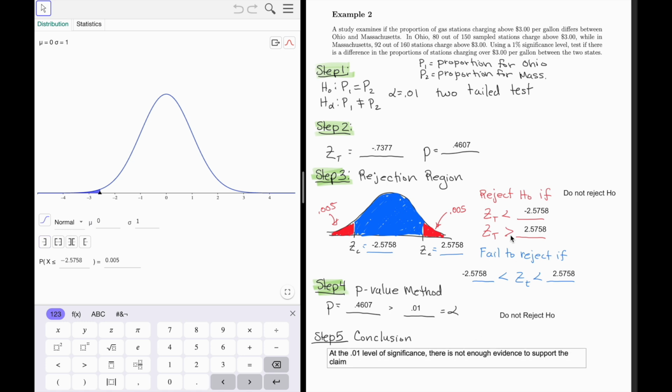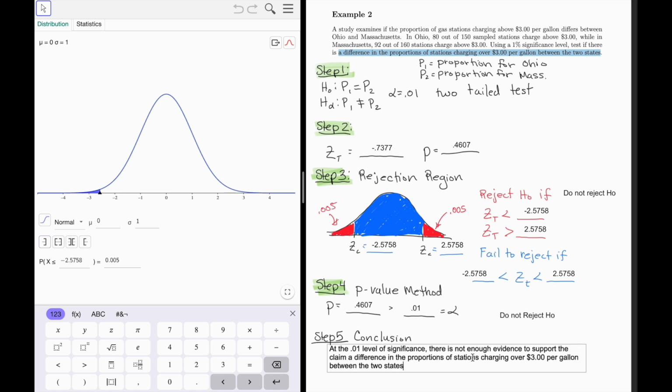And then just for the sake of making sure we're wording this right, I'm going to put what we were testing. I'm going to copy and paste it down here so we get the wording right. At the 0.01 level of significance, there is not enough evidence to support the claim that there is a difference in the proportions of stations charging over $3 between the two states.